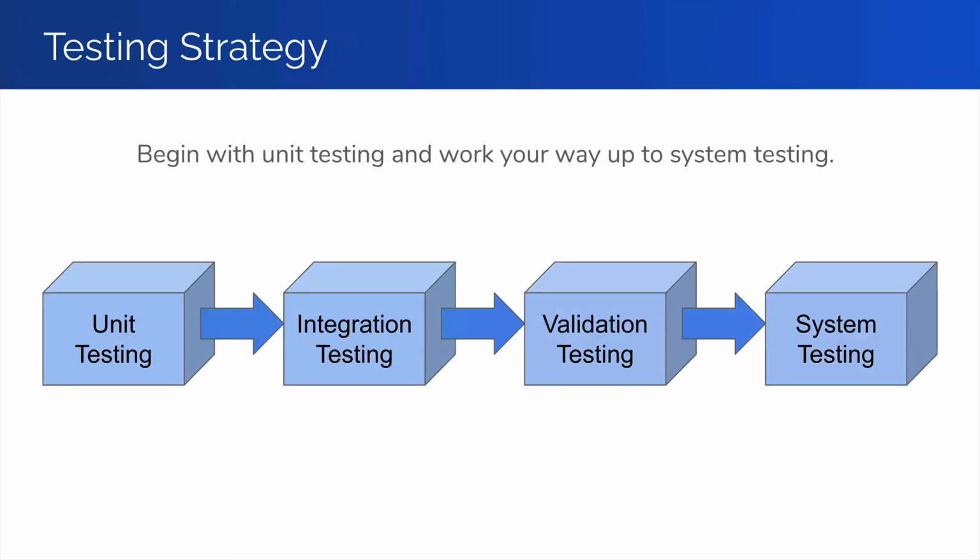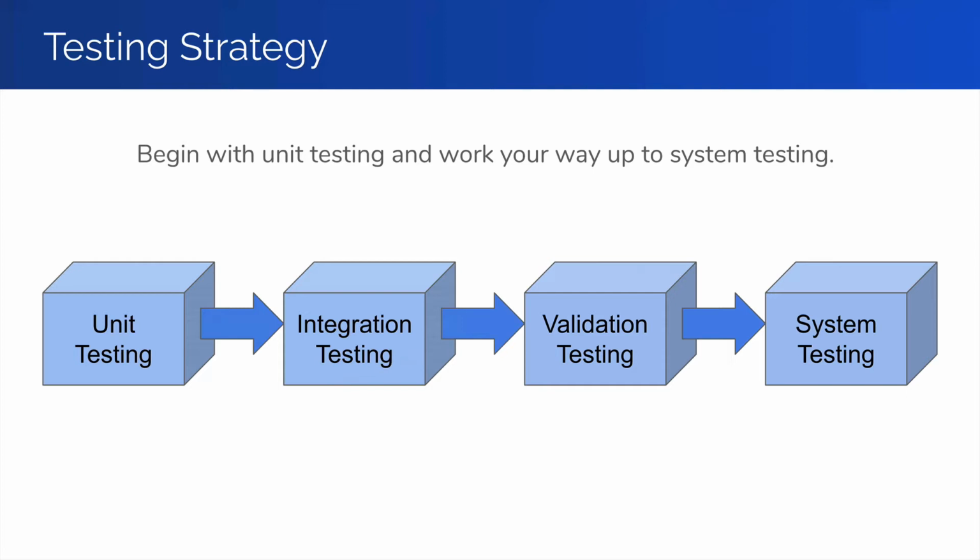When testing a particular system, you start with unit tests and work your way up to system tests. Unit tests are closest to the code. These test the modules or components of your system. In object-oriented programming, unit tests are typically written for a specific class. Integration testing ensures that the components work well with each other.